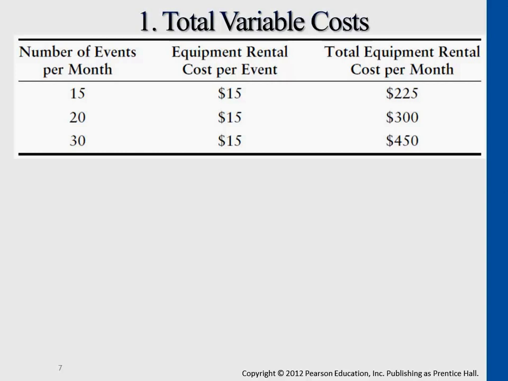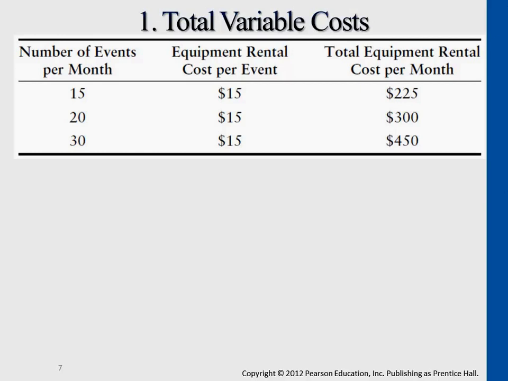Assuming this is an example taken from the textbook, the case is a company that does DJ services for weddings and different types of parties. Whenever a customer requests these services, they need to rent a certain type of equipment for the event. So this $15 is the cost of renting that equipment every time a customer's request comes in. If this is 3 months of information, we see January 15 events, February 20 events, and March 30 events.